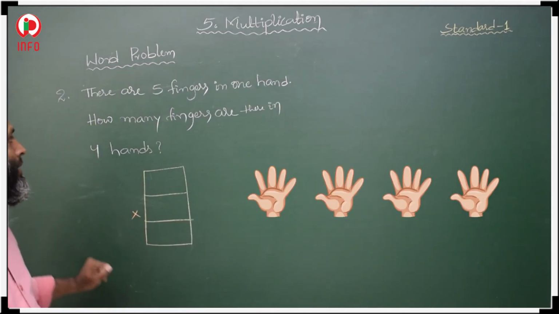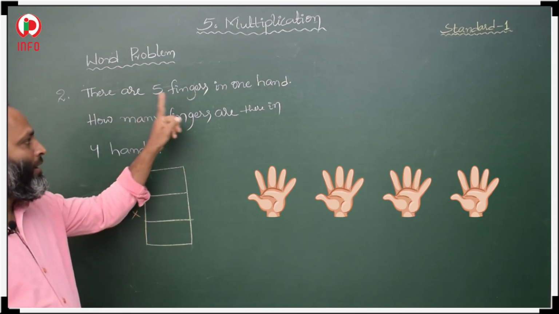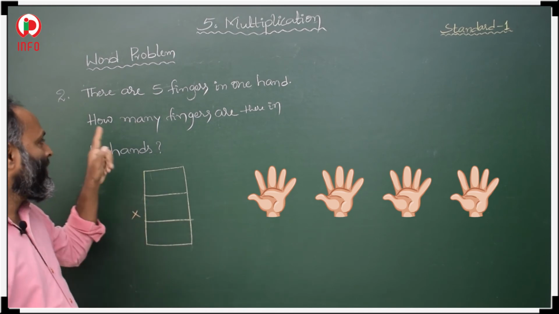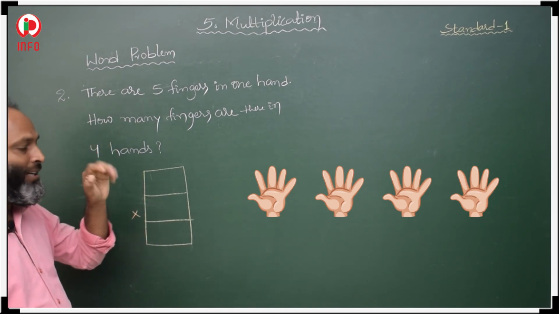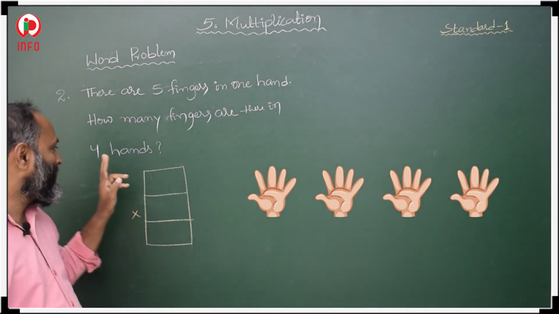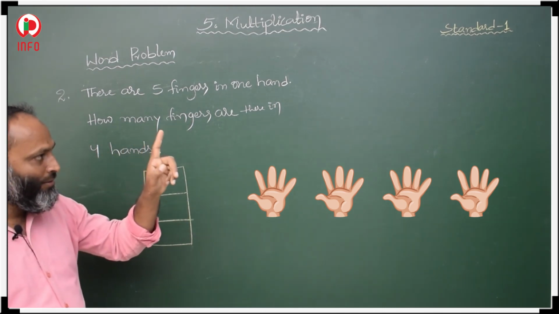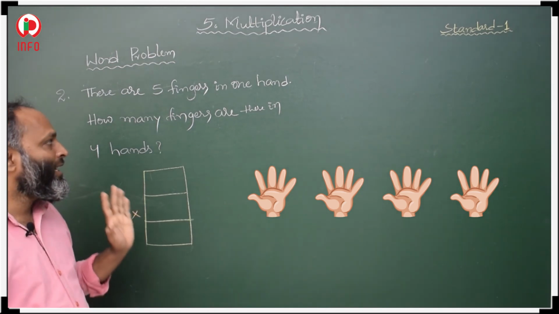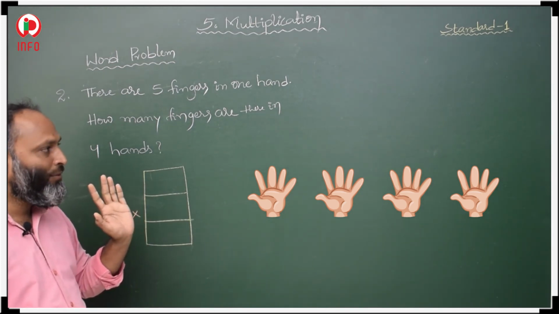Okay. Now children, see here. There are 5 fingers in one hand. In one hand, how many fingers were there? 5 fingers. Then in the picture, how many hands were there? 4 hands given. How many hands? 1, 2, 3, 4. 4 hands were there. So then total how many fingers are there in 4 hands?